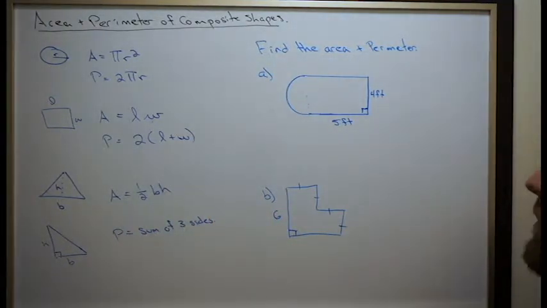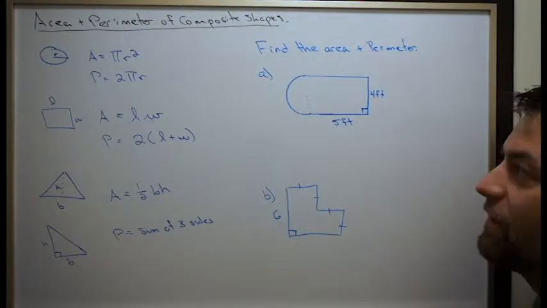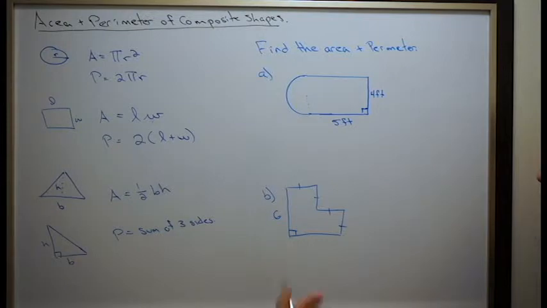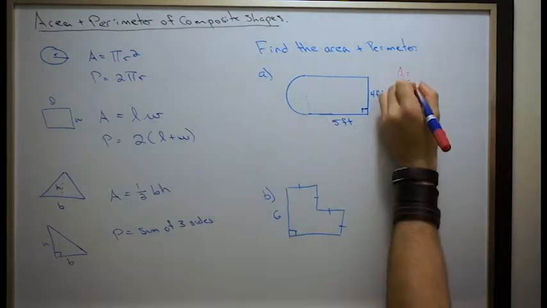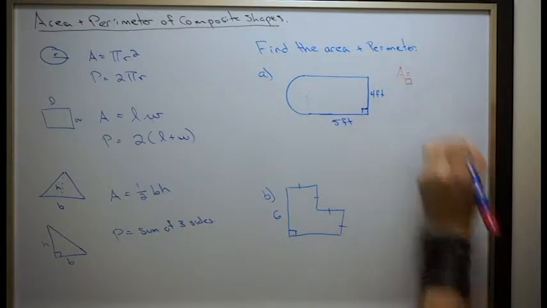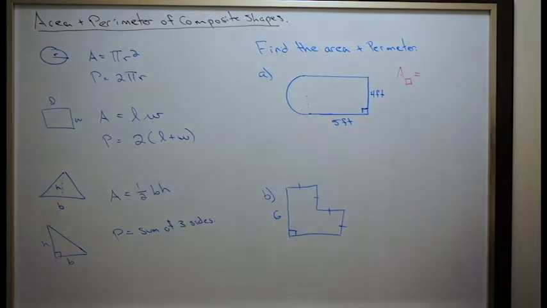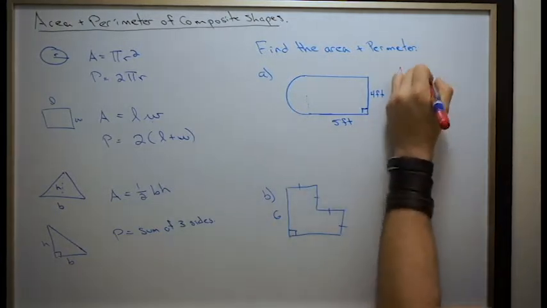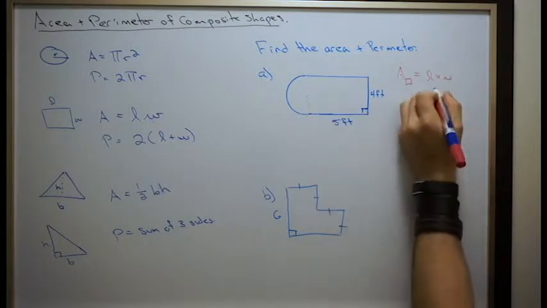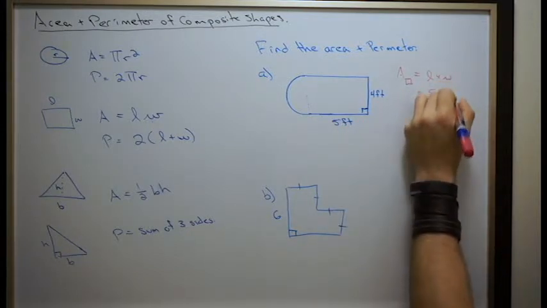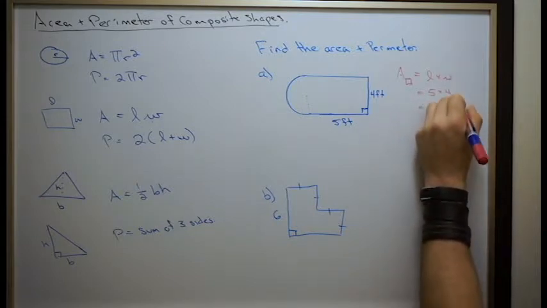Here in our first one, we have a rectangle and a semicircle, so we can calculate our area and perimeter for that. Our area is equal to the area of the rectangle first, so I'm going to put a little sub-rectangle there just to differentiate it. So area is length times width, and our length is 5 and our width is 4, so 5 times 4, and that would be 20 feet squared.